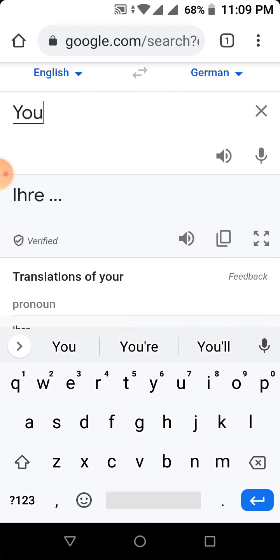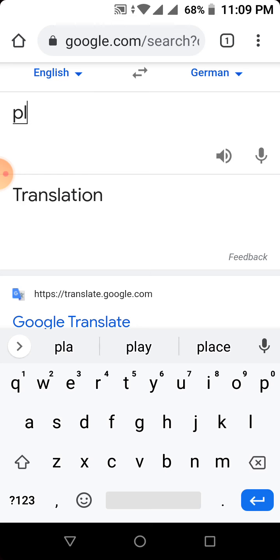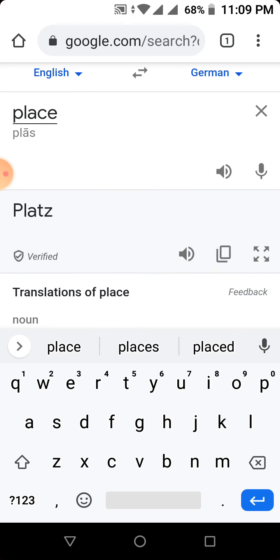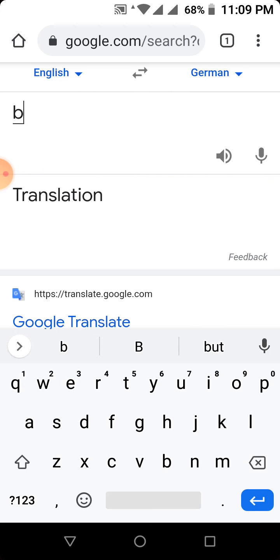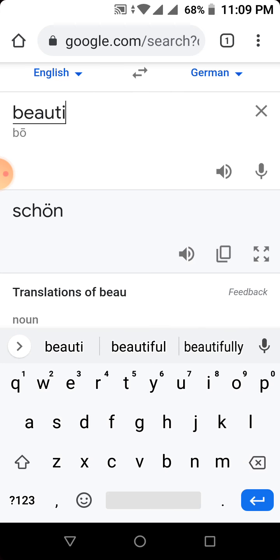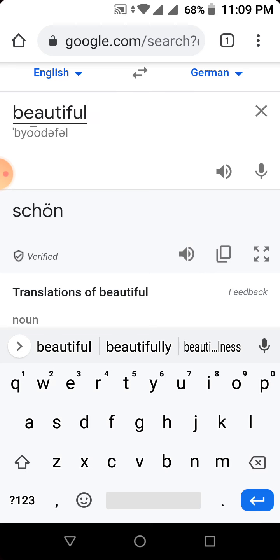Alright, so moving on, I have here "Ihre" as a translation of "your" in German, "Platz", and "beautiful". Alright, so I have here "Ihre Platz schön."